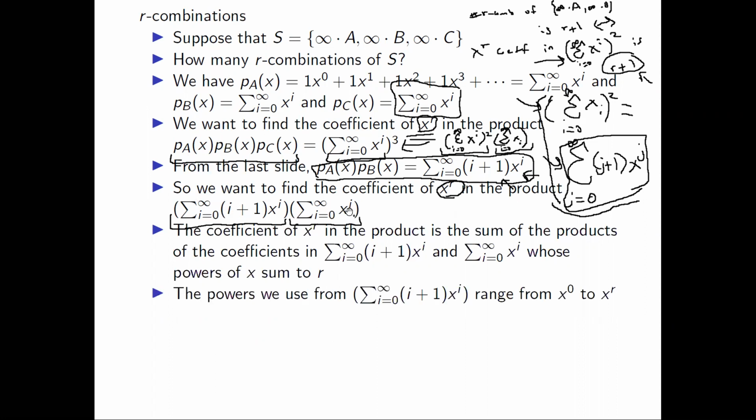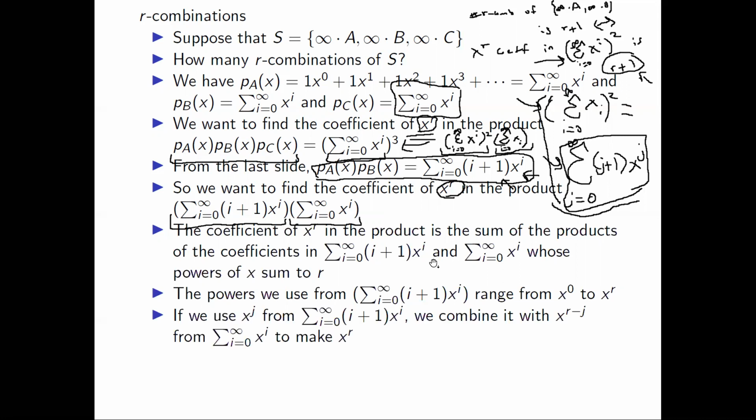And the powers that we use in that first polynomial, the sum i equals 0 to infinity of i plus 1 times x to the i, since we're looking for the coefficient of x to the r on the product, the relevant powers in the first polynomial are just going to be the powers from x to the 0 to x to the r, because any greater powers are not going to contribute anything to the coefficient of x to the r on the product. And if we use the term x to the j from that first polynomial, we'll combine it with an x to the r minus j from the second polynomial to make x to the r.